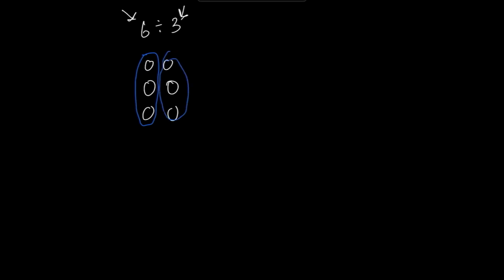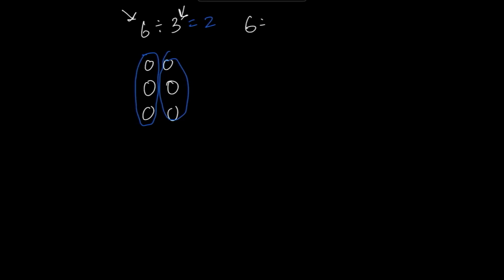As an example, if I'm doing 6 divided by 3, I'm going to draw 6 circles. When you're doing a number divided by a number, the first number is how many circles you draw, and the second number is how many groups you make. So doing 6 divided by 3, I'm making groups of 3. I have 2 groups of 3 that are possible, and my answer is going to be 2 because I can divide 6 into 2 groups of 3.